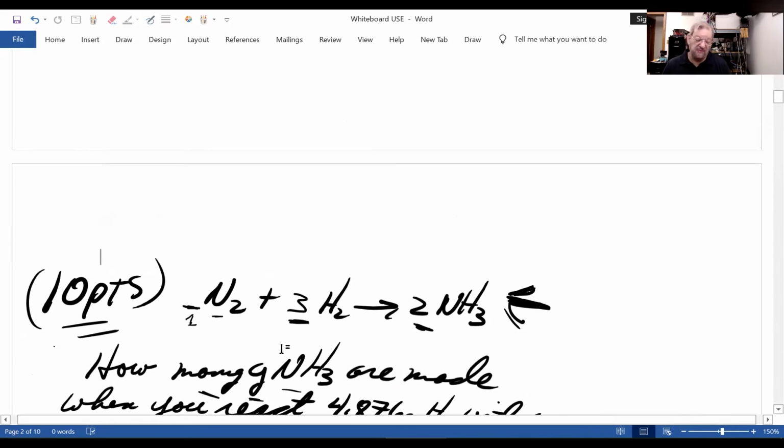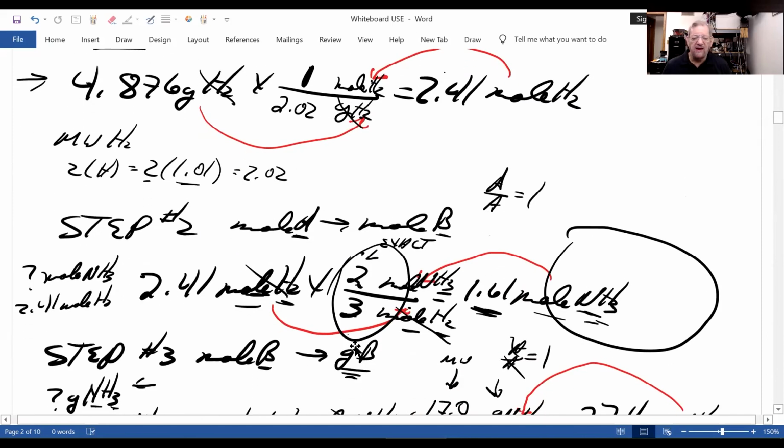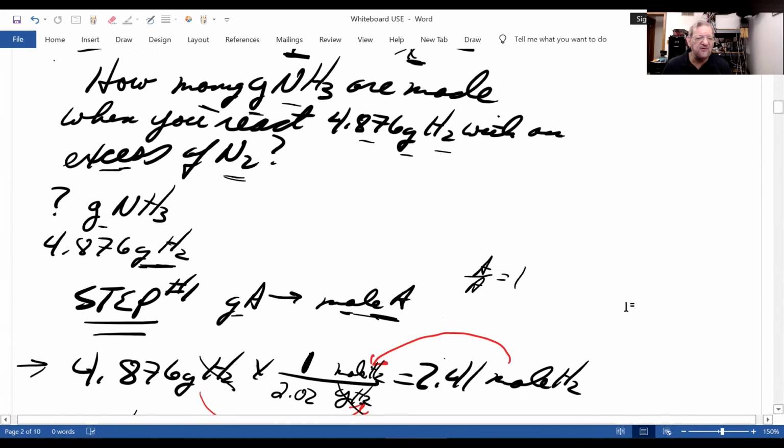You come up to your now properly balanced chemical equation, and we want the relationship between moles of hydrogen and moles of ammonia. You look at the coefficients, and that tells you 3 moles of hydrogen make 2 moles of ammonia. And that's where I have the numbers. I now have moles of ammonia.